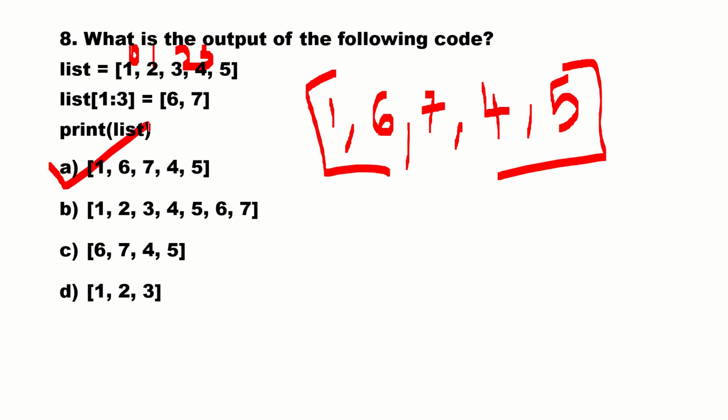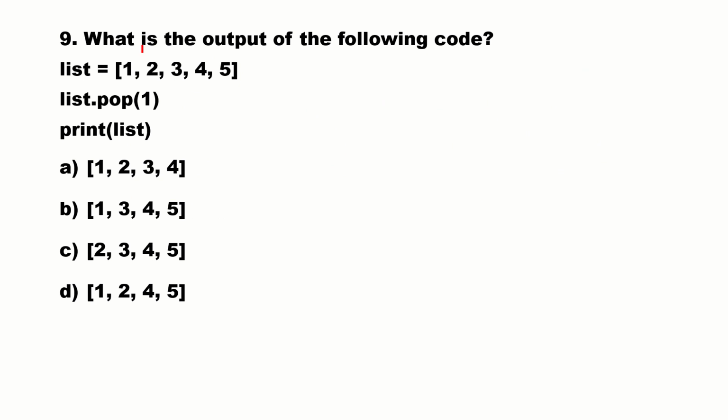Okay. Hope you understand. What is the output of the following code? Here they are asking you to pop index 1. So which is in the first index? 2. That will be removed. So the correct option is 1, 3, 4, 5.